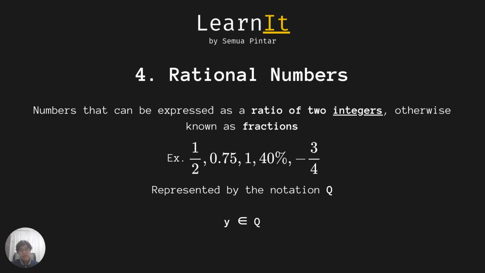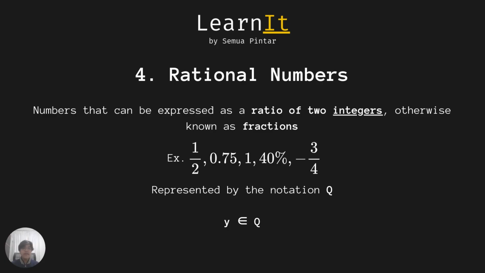For example, 0.75 can be converted into 75 over 100, and that is a fraction, and thus it is a rational number. Next is 1. 1 can be converted to a fraction, 1 over 1, which is also a rational number. And finally, 40%. 40% can also be converted into a fraction, 40 over 100, which makes it a rational number.